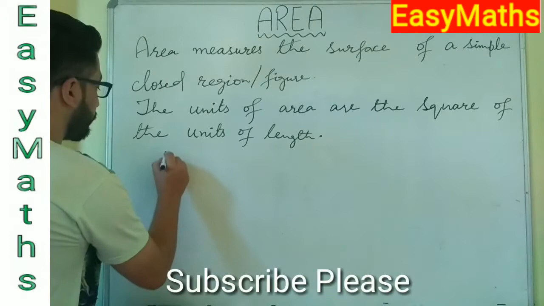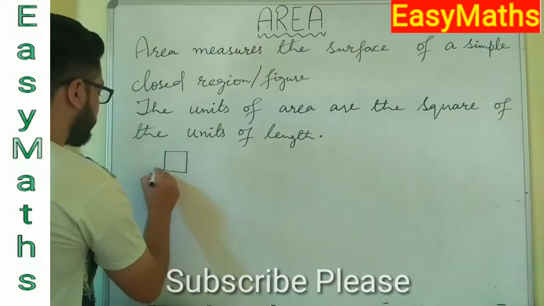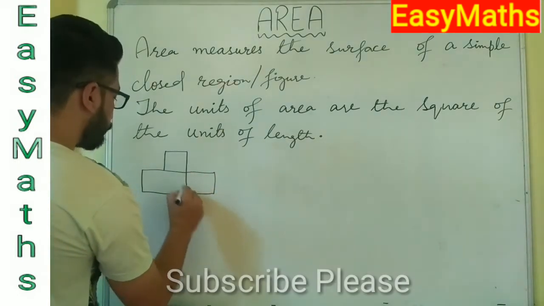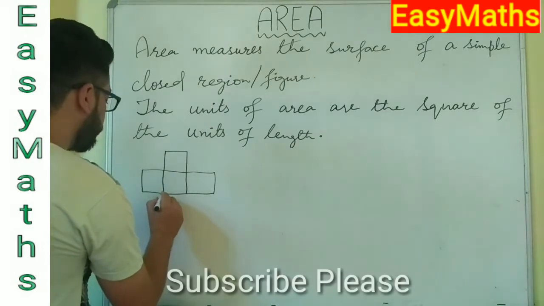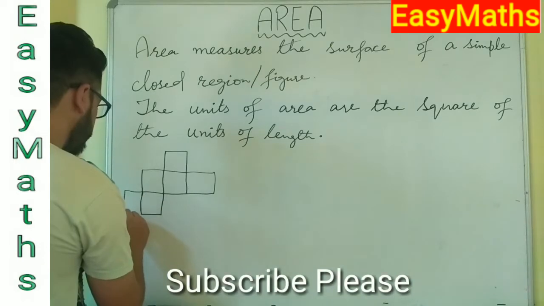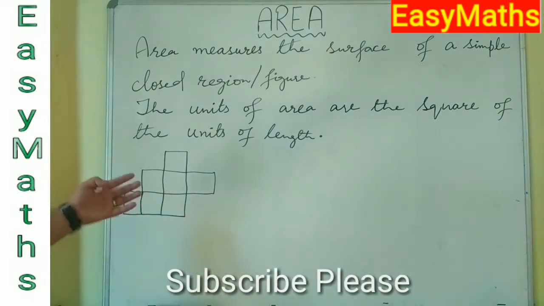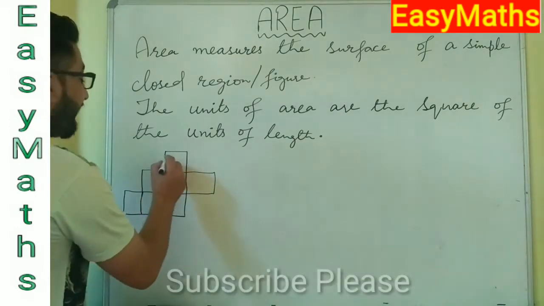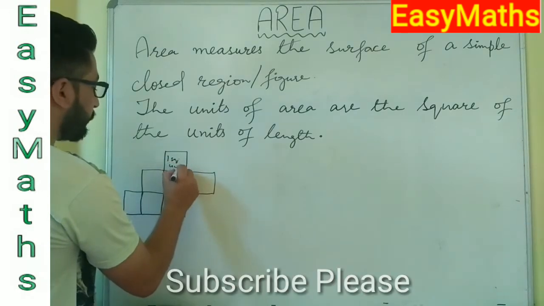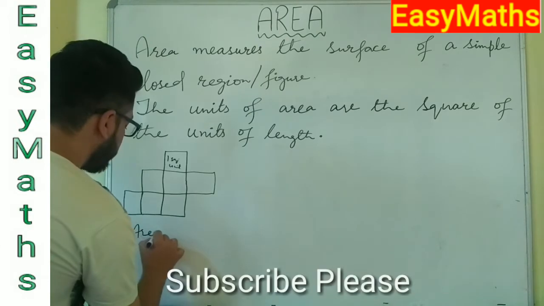Suppose we have two cases there as well. So I will show you both the cases here. Suppose we have to find the area of this figure. Here each square represents 1 square unit. So as I told you, how do we find the area of this figure?